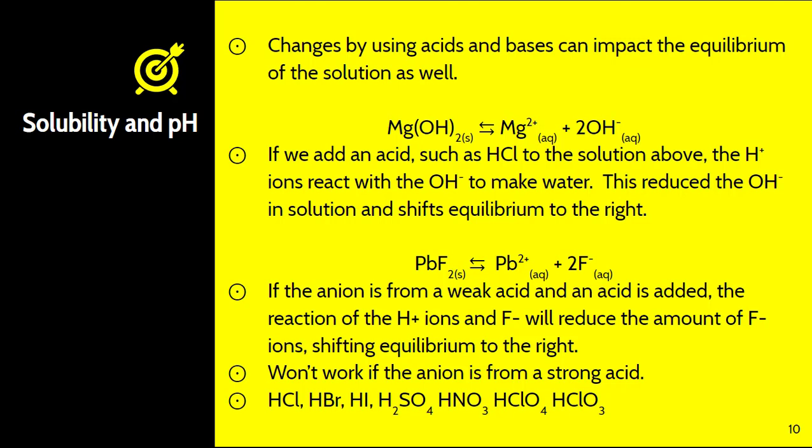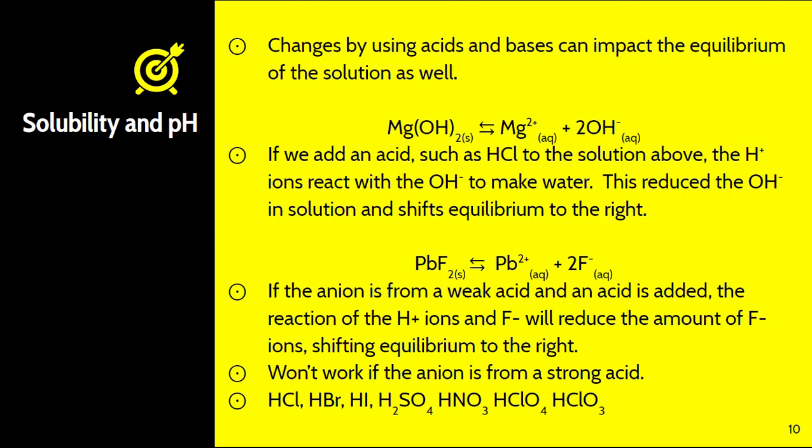If the anion, for example, of a weak acid and an acid is added, the reaction of H+ and F- will reduce the amount of F- ions, shifting the equilibrium to the right. So if the anion is from a weak acid, for example, F- is our anion in that, and an acid is added, when you add an acid, it dissociates into H+ and whatever the anion is. The H+ then reacts with the F- as well, thus reducing the amount of F- in the solution, and if F- is reduced, then equilibrium shifts to the right as well. Now, this will not work if the anion that we're looking at is from a strong acid.